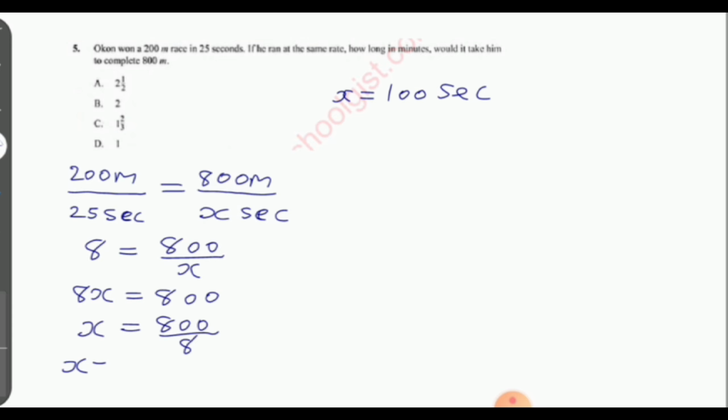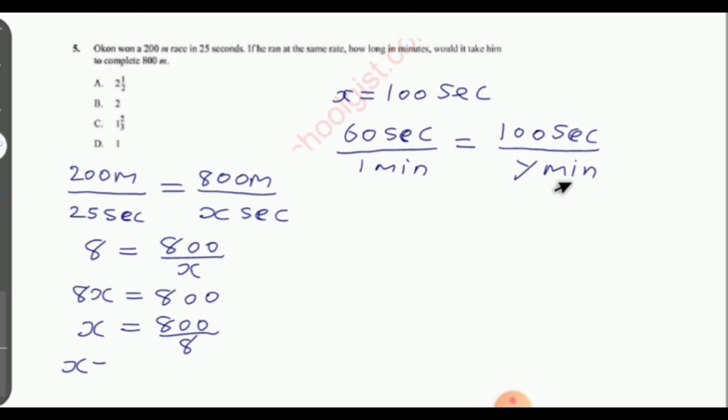Now, the question did not say that we should calculate it in seconds. It said that we should calculate it in minutes. And we know that 60 seconds make 1 minute. Then 100 seconds will make y minutes. Now our unknown this time is y. Then now we are going to cross multiply. 60 we multiply y, so here will be 60y equal to 100 times 1, which will give us 100. So here will be y equal to 100 over 60 when we divide both sides by 60.